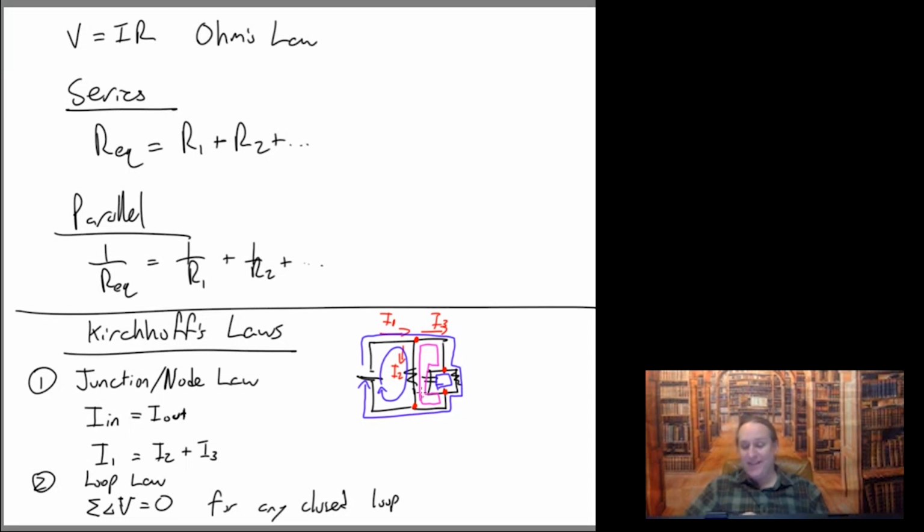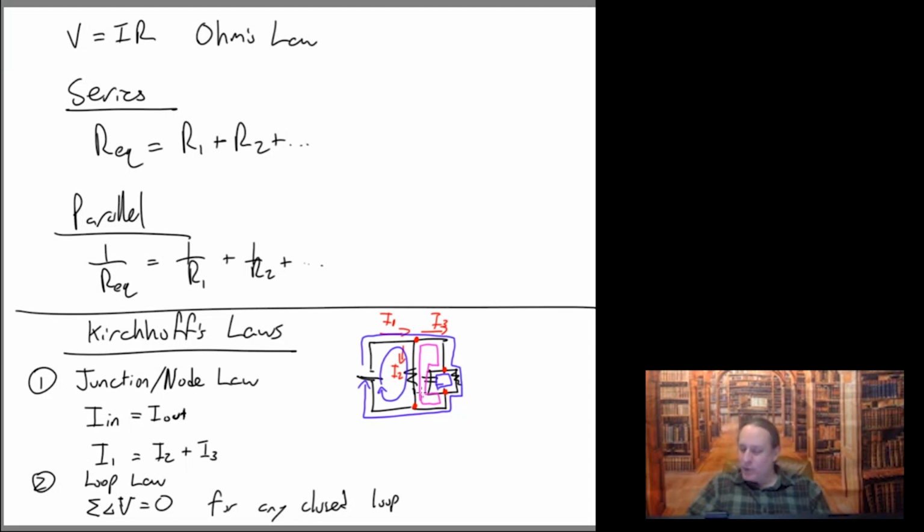And I mean, really anything, if you pick a point and you follow the lines and you return to that same point on any path you want, that would be a closed loop. So the loop law really gives us many, many equations for a complicated circuit. The junction law also gives us a whole bunch of equations. So for this particular circuit, I would be able to get 4 equations that would be junction law equations.